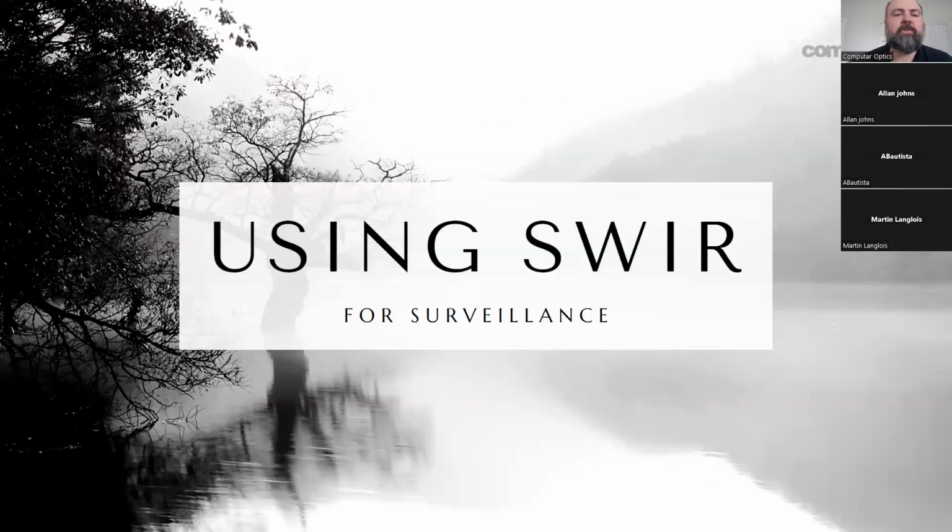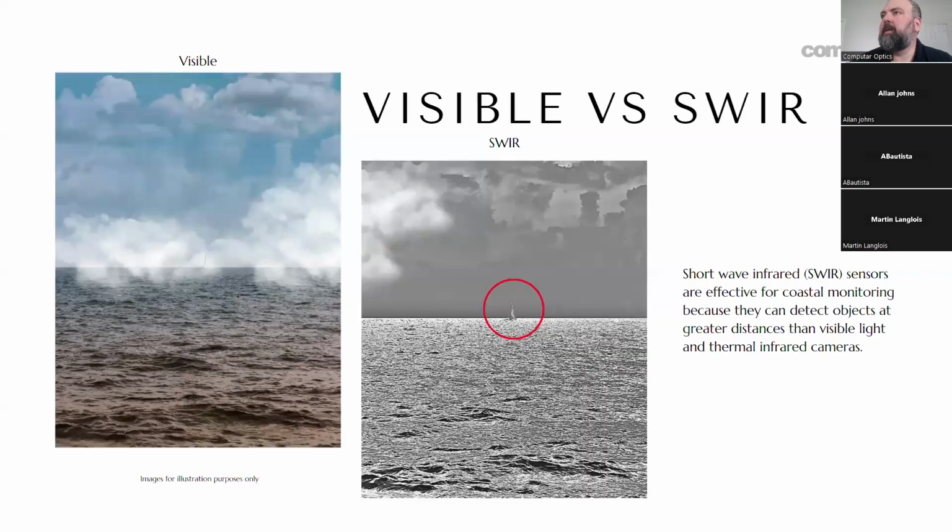So let's talk about using SWIR for surveillance, right? So visible versus SWIR. Shortwave infrared is effective at coastal monitoring because it can detect objects at greater distances than visible light and thermal infrared cameras. As you can see in this image, we could actually see through the fog, see through the smoke, see the boat clearly. So shortwave infrared, very awesome.